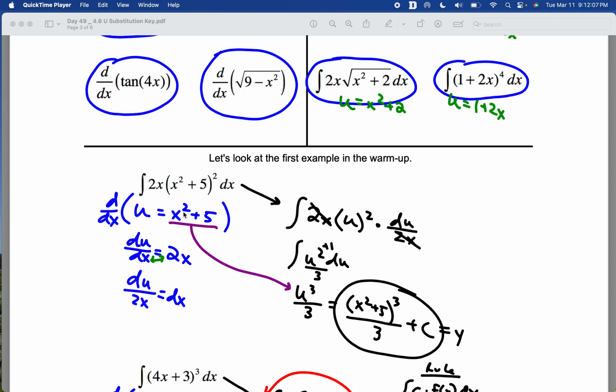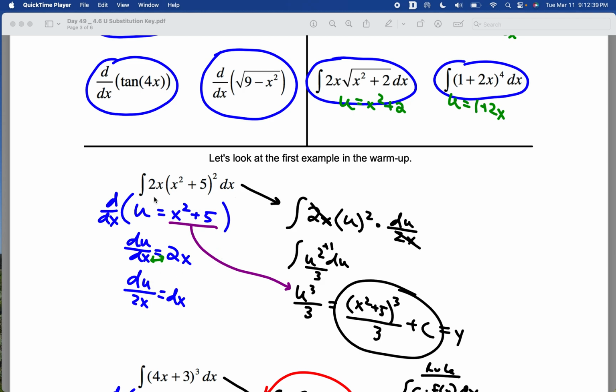From here, I need to get all this in terms of u. So I'm taking my derivative of this with regards to x. The derivative of u with regards to x is du dx. And the derivative of this, just doing the power rule, is 2x. I want to get dx in terms of du. So when I have this, I'm going to isolate dx. I'm technically multiplying by dx and dividing by 2x to give me dx equals du over 2x.